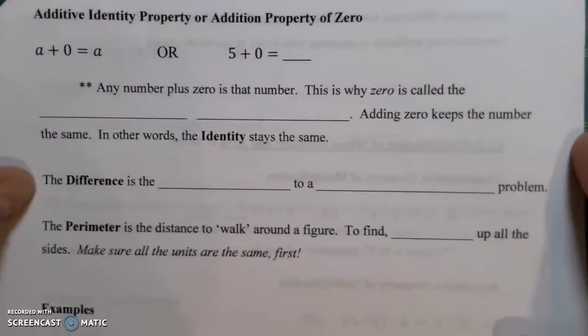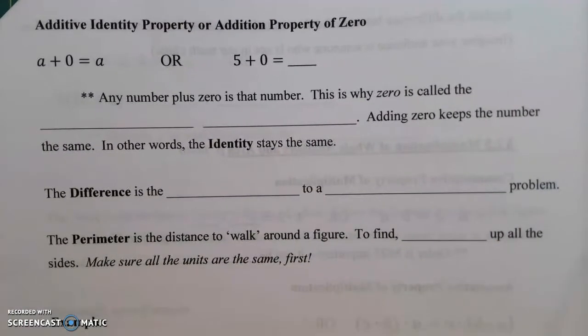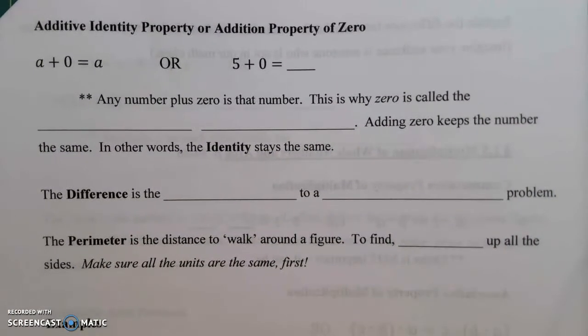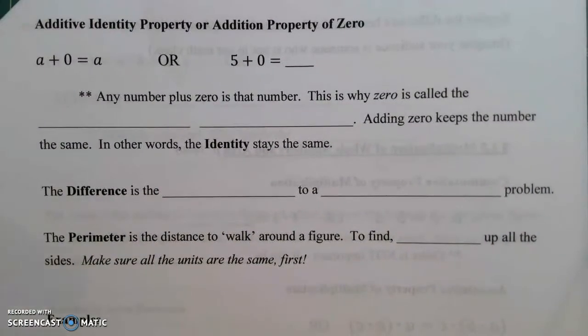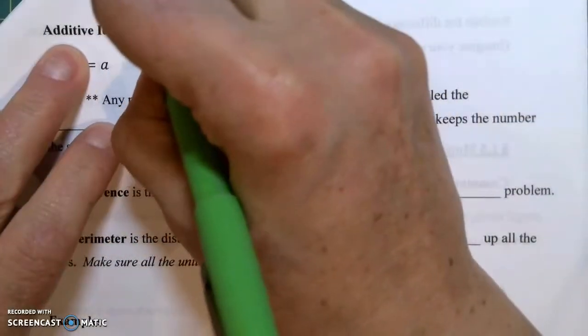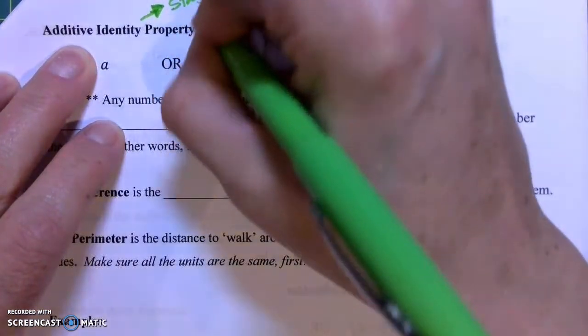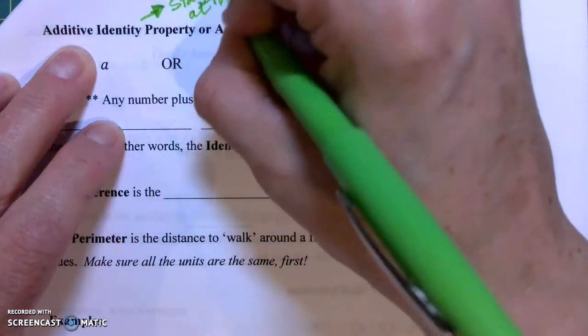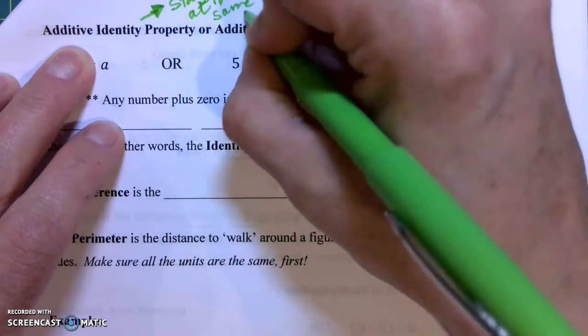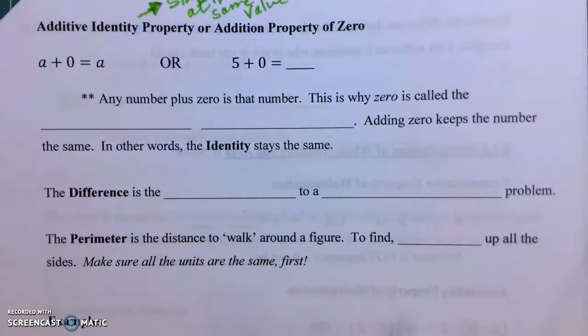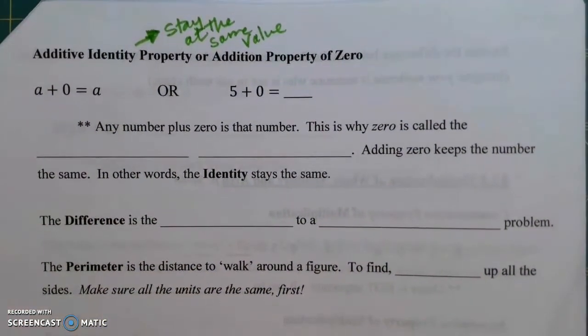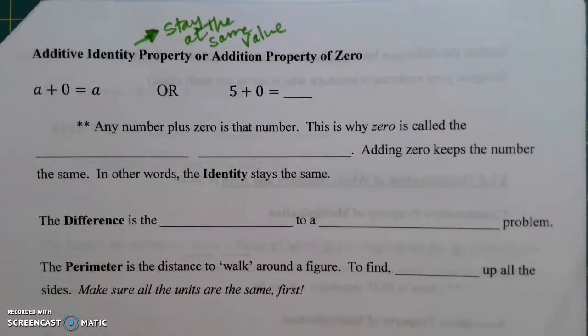Right, flipping over to page 13. Whenever you see an identity property, identity is going to refer to the fact that it stays the same, or we stay at the same value. In this case, it's going to be A. So identity, whoops, sorry, you can see that. There we go. It's going to be that we stay at the same value.